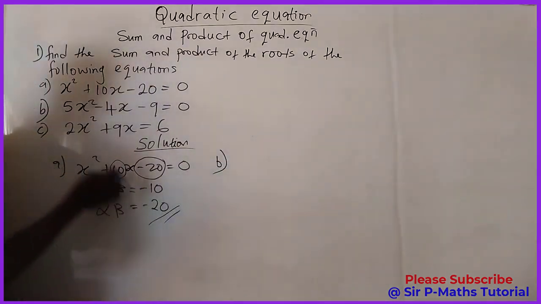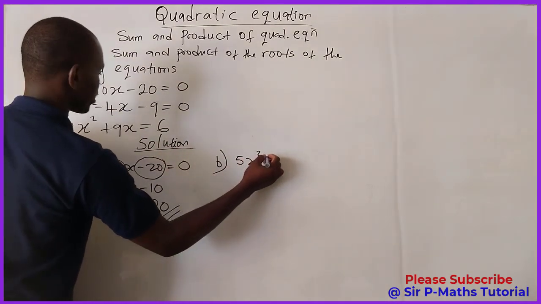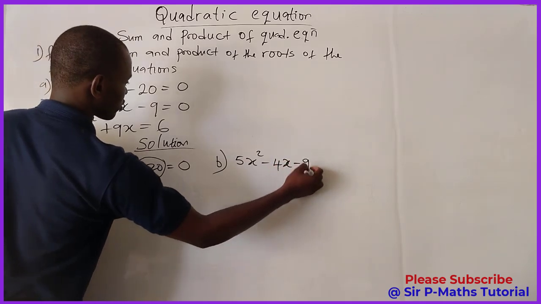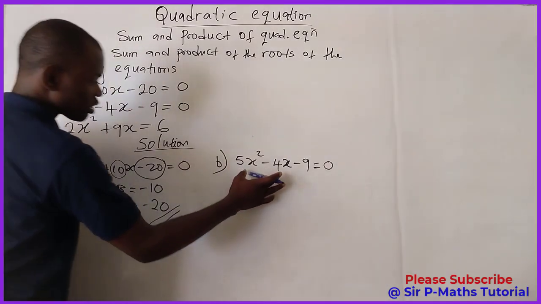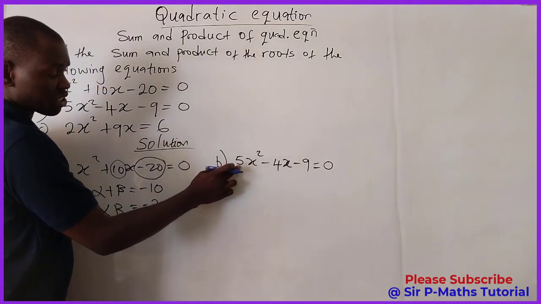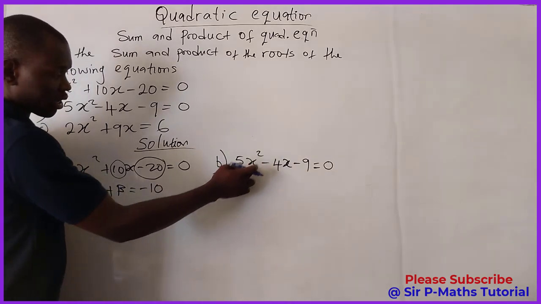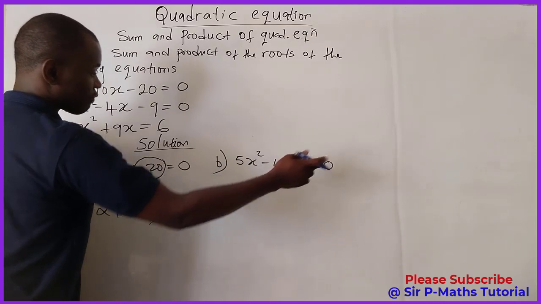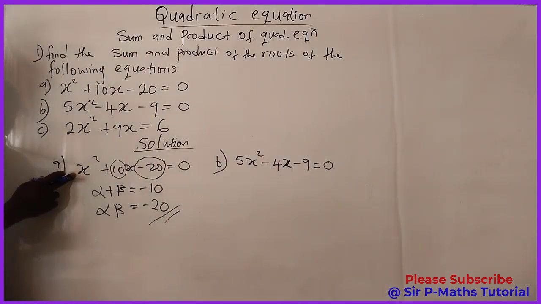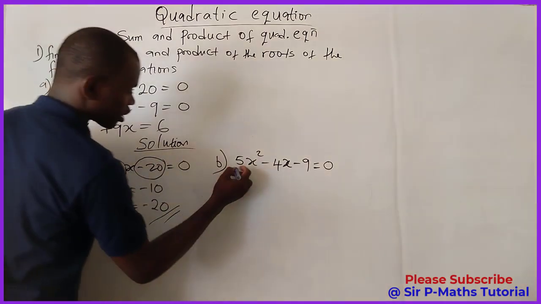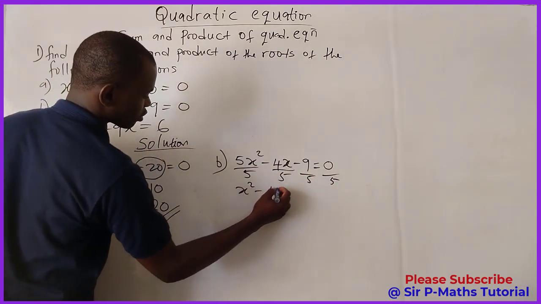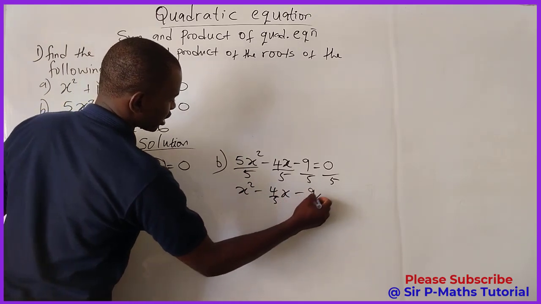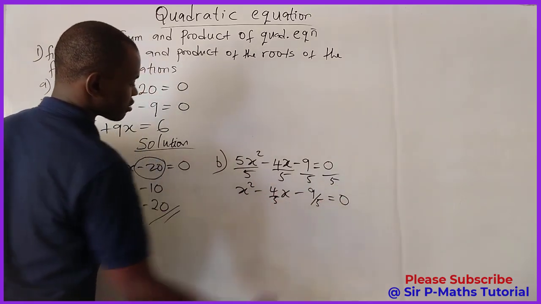Let's consider the second one. I have 5x squared minus 4x minus 9 equal to 0. Now, to get the sum and product here, the first thing I'll do is to divide through by the coefficient of x squared. Anytime you have a coefficient on your x squared, use it and divide through first. Look at the first example, I don't have a coefficient more than 1. The coefficient there is 1. That is why I didn't divide. So here, I'll divide all through by 5. I will have x squared minus 4 over 5 x minus 9 over 5 equal to 0. 0 over 5 is 0.